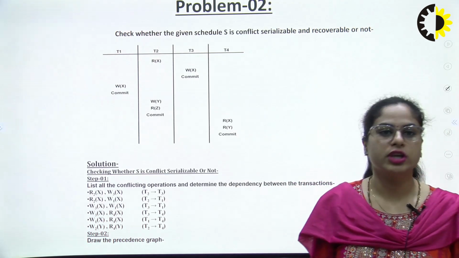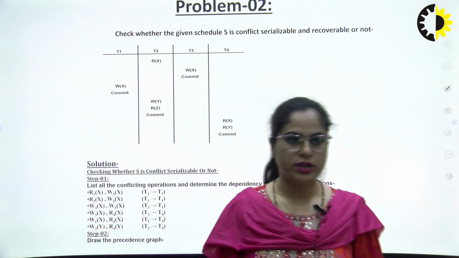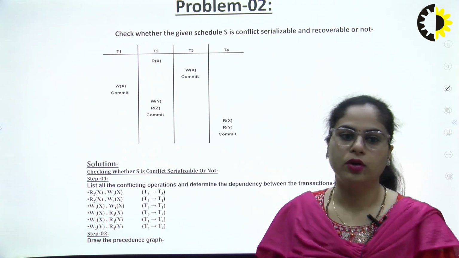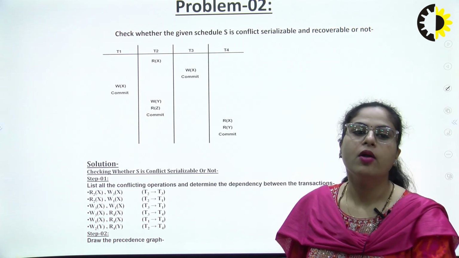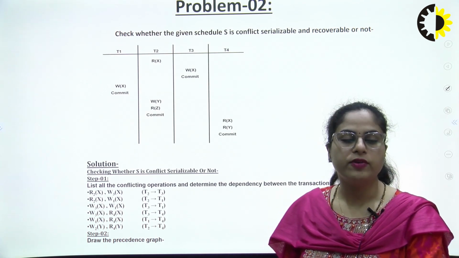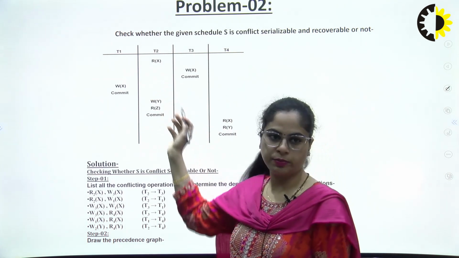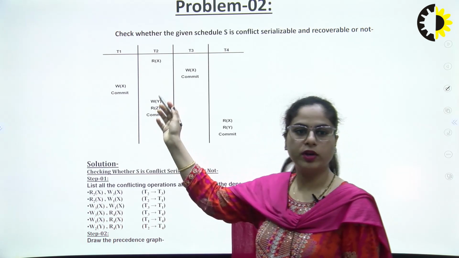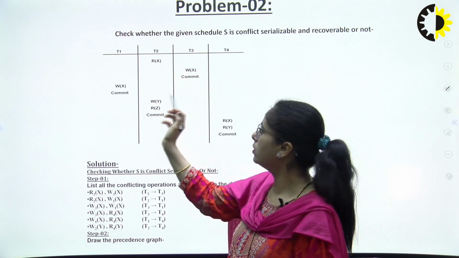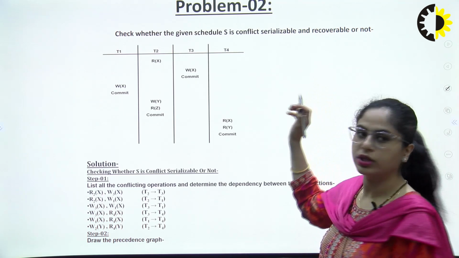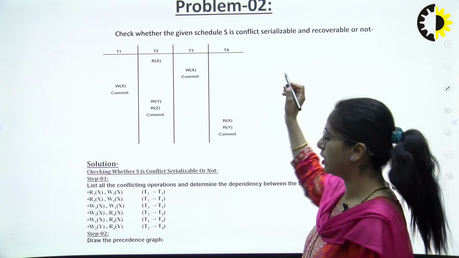We have to check whether the schedule is conflict serializable or non-conflict serializable. For that, what is the first step? The first step is to check the conflict pairs. Is there any conflict pair in this schedule? To check for conflict pairs, we have to draw the precedence graph.